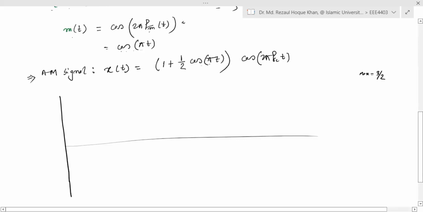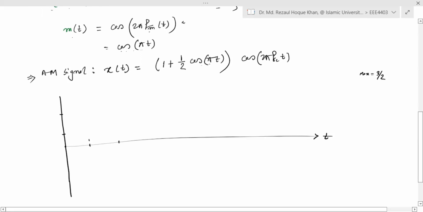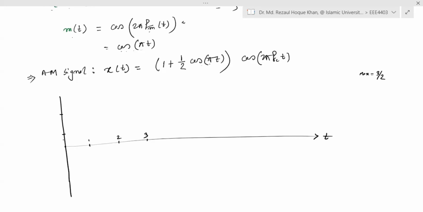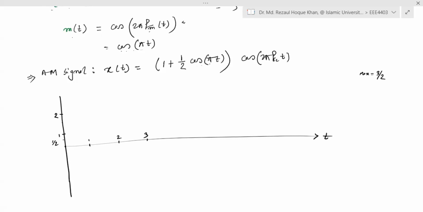So this is a time varying t. So this is, for example, 1. This is 2. So maximum value is 3 by 2, right? At 0, cos 0 degree. So 0. Say this is 1. Say this is 2. Say this is 3. So here is the like half. This is 1. This is 2. Amplitude 2. Here 3 by 2 is actually half.